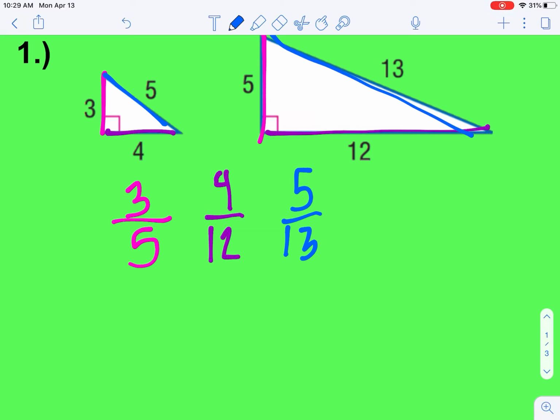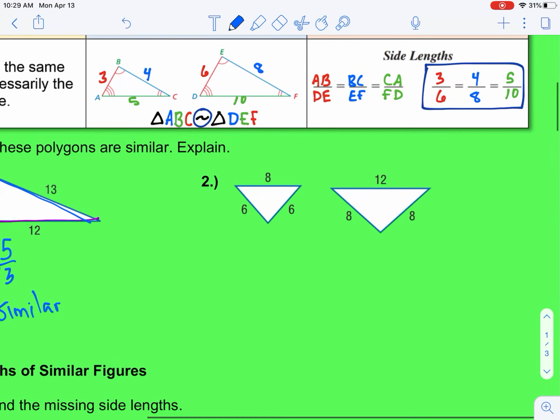You could also do your cross multiplication like we did 2 lessons ago to compare the numbers to see if they're the same. You'll notice right away that those are not equivalent ratios. Therefore, these are not similar. And they are not similar because the sides do not form a ratio. Let's take a look at number 2.